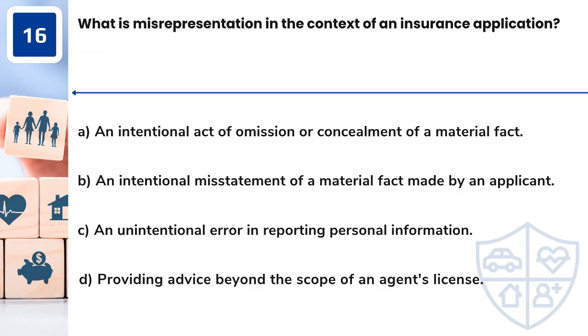Question 16. What is misrepresentation in the context of an insurance application? A. An intentional act of omission or concealment of a material fact. B. An intentional misstatement of a material fact made by an applicant. C. An unintentional error in reporting personal information. D. Providing advice beyond the scope of an agent's license.